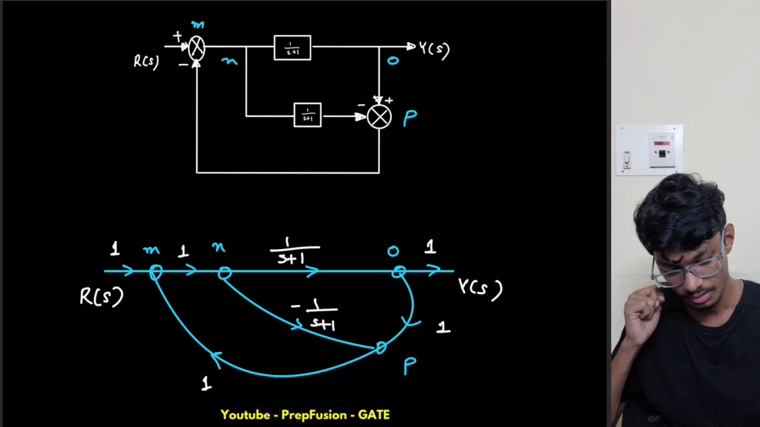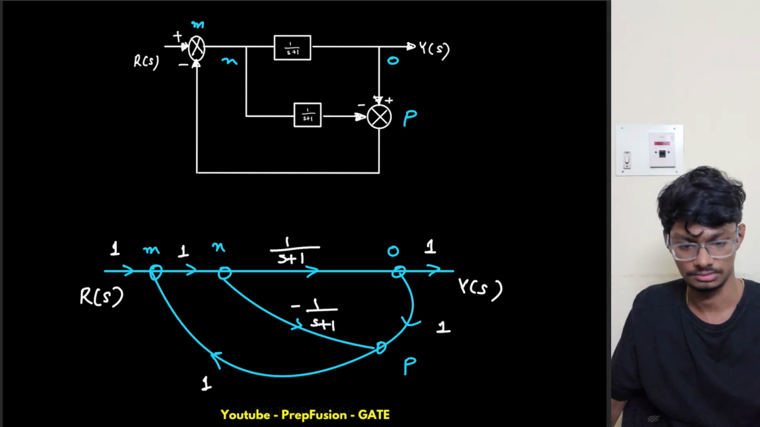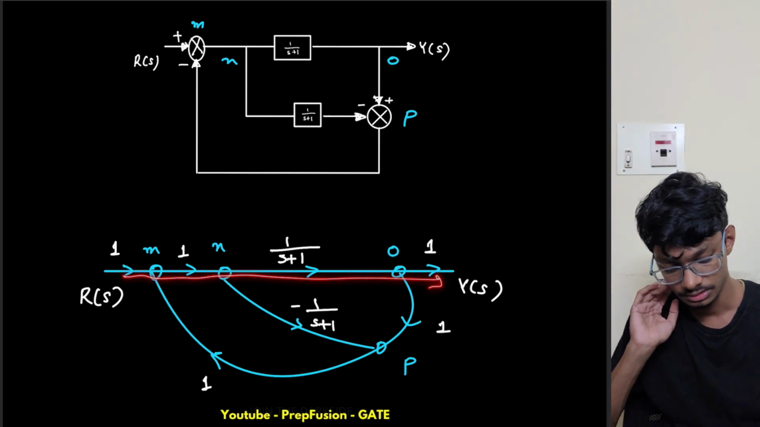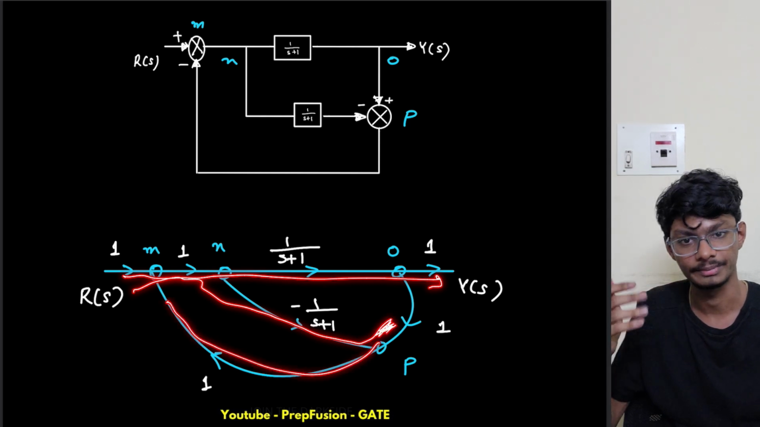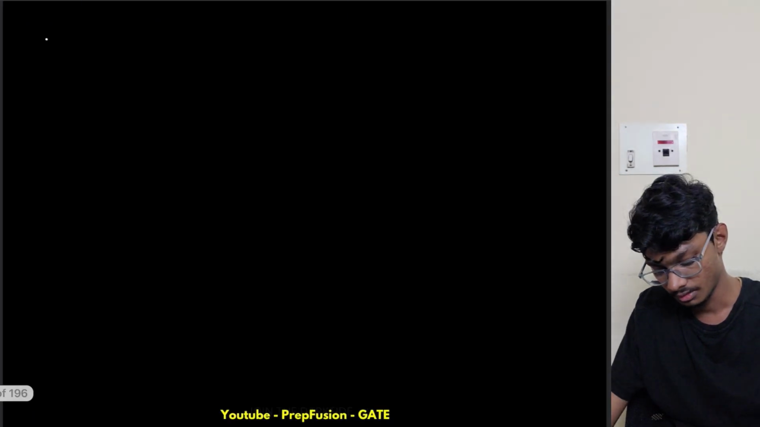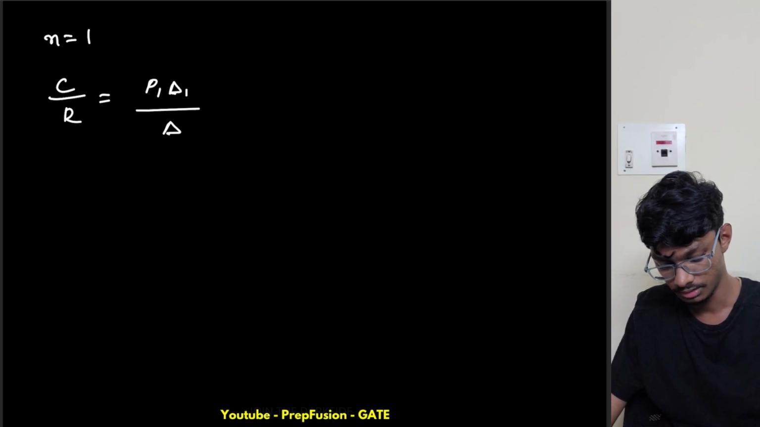This is 1 also. So now how many forward paths are there? What I can see is this is the only forward path gain. Here I can't go from here, right? If I go from here, again I'm repeating my node. So we have only one forward path, so n equals 1. So C by R equals P1 delta 1 by delta, right?